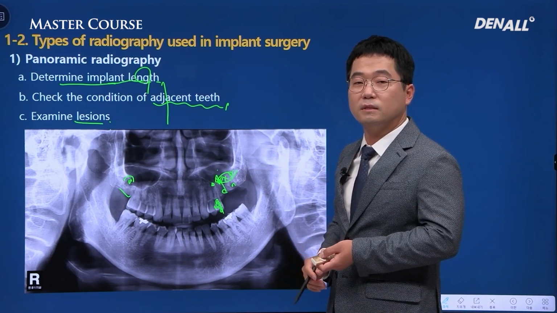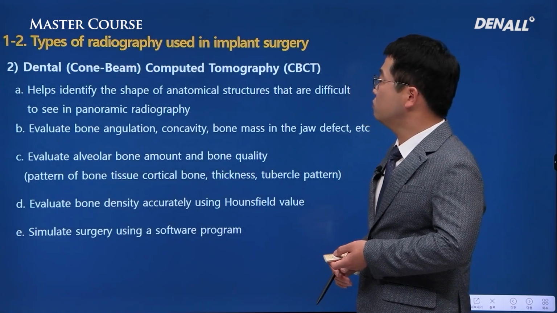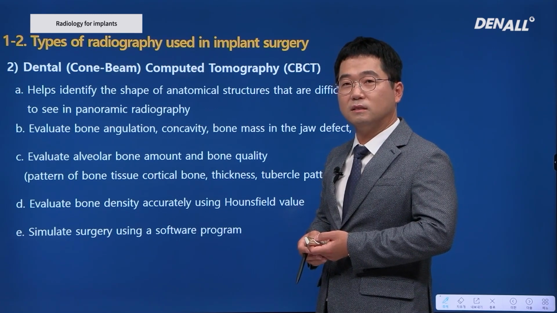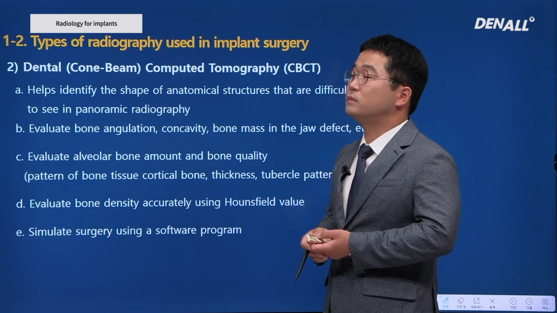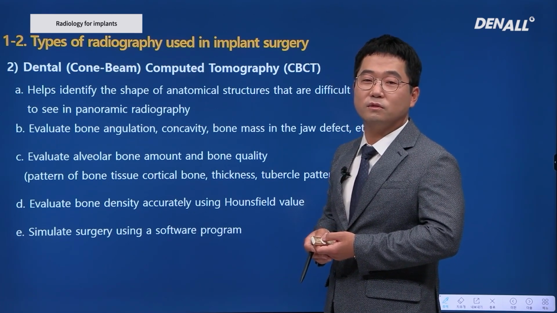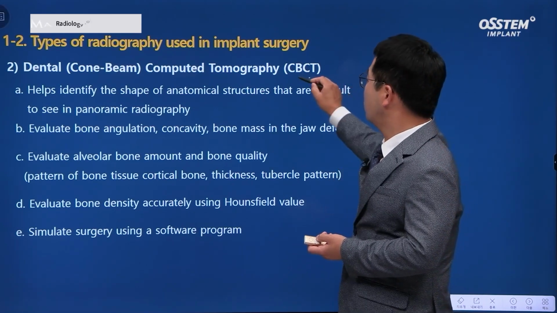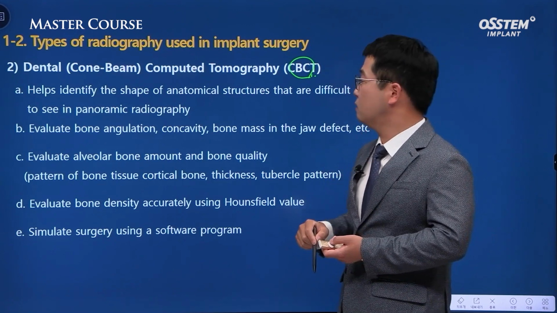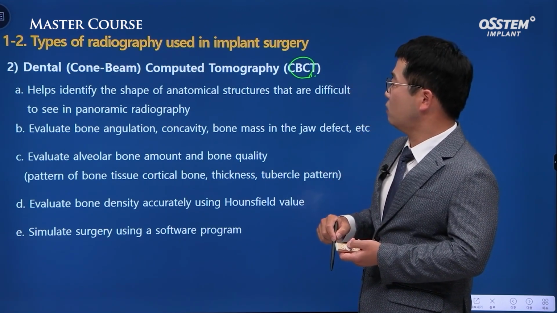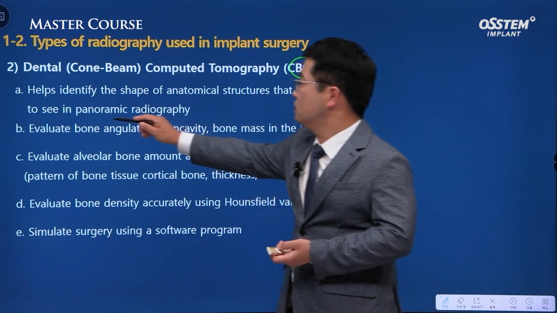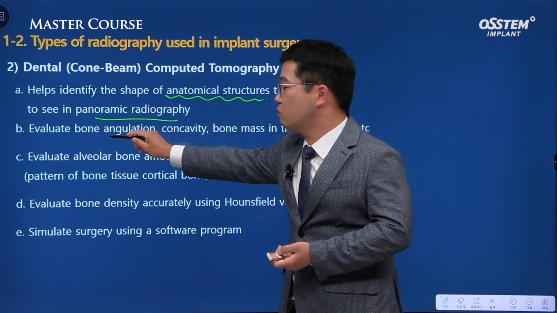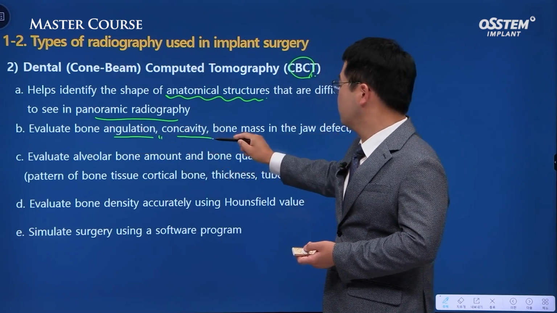About a decade ago, many dentists used panoramic images for diagnosis, and not many had CT. But now CT is very widespread, and we can get a lot of information using this. We can see anatomical forms which we were previously unable to see using panoramic images, such as bone angulation, concavity, and bone mass.